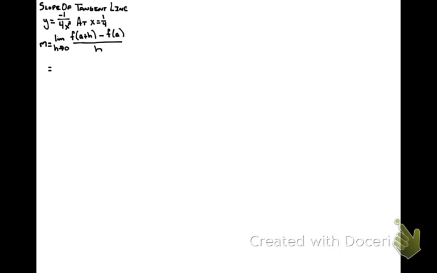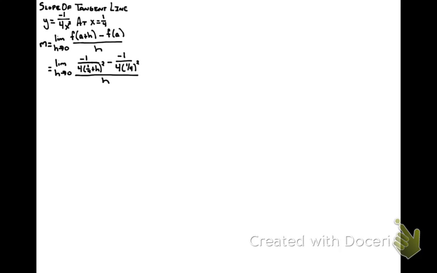And the issue with this particular problem becomes the algebra. So we have the limit as h goes to 0. A in this case is 1/4, so we'll have negative 1 over 4 times 1/4 plus h squared, minus f of a, which is negative 1 over 4 times 1/4 squared, and this whole thing is over h.